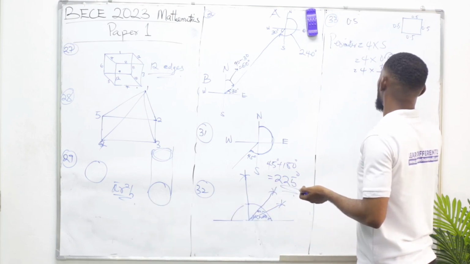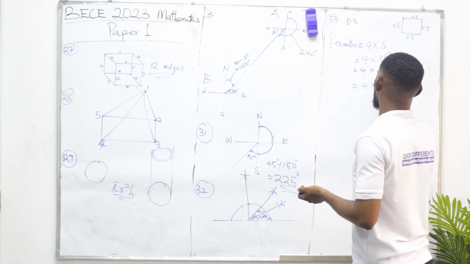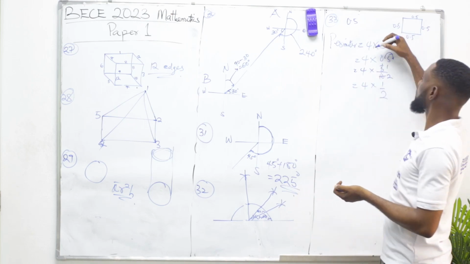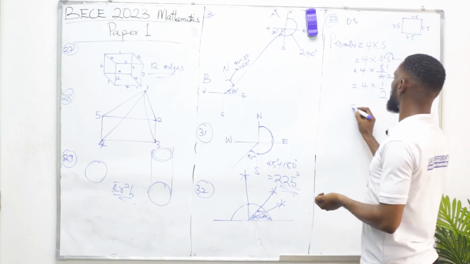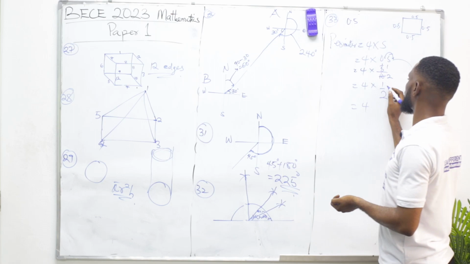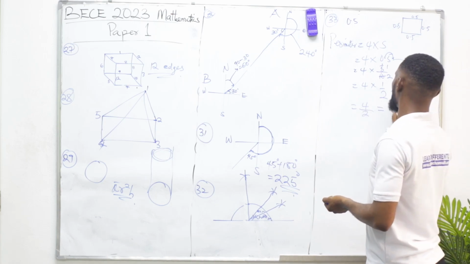5 here is 1, 5 here is 2. So that is why I said it's 4 times 1 over 2. So 0.5 is the same thing as 1 over 2. Is that okay now? So this will now mean 4, because 4 times 1 is 4, divided by 2, it will now be equal to 4 over 2 is 2.